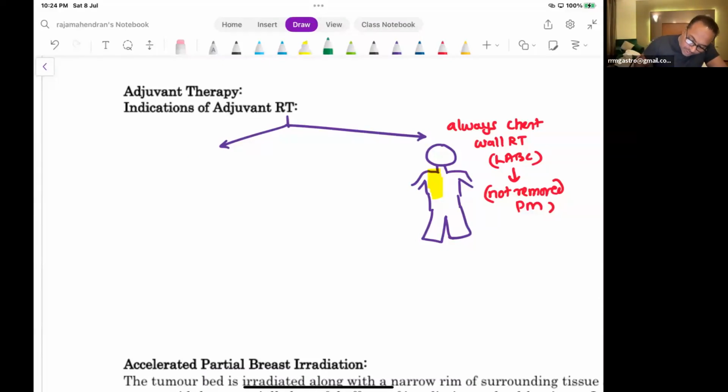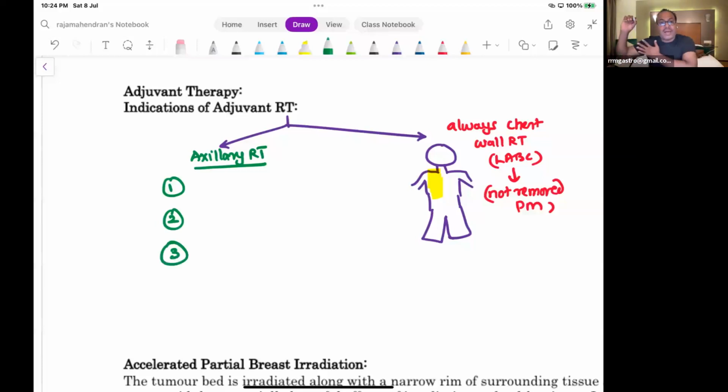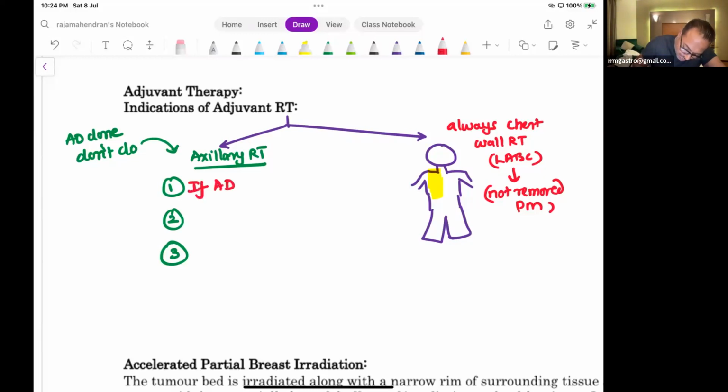See, axillary radiotherapy is not always given. When will you give axillary radiotherapy? Can you tell me the indications? There are 3 indications for axillary radiotherapy. If axillary dissection is done, don't give axillary radiotherapy. Why? If axillary dissection is already done and I do axillary radiotherapy, the patient will develop lymphedema. Please remember, therefore it should not be done. So when will I do it? If axillary dissection is not done, I will give radiotherapy.